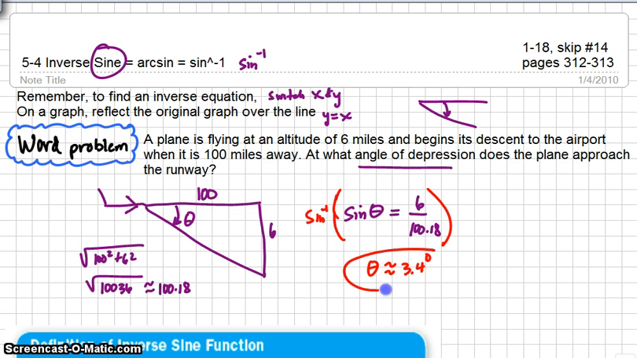Now if you think about that value, you want that number to be low. As you're descending in an airplane, you don't want to go at a steep angle, otherwise that would be highly uncomfortable. We will revisit this problem again when we do inverse tan in lesson 5.6.